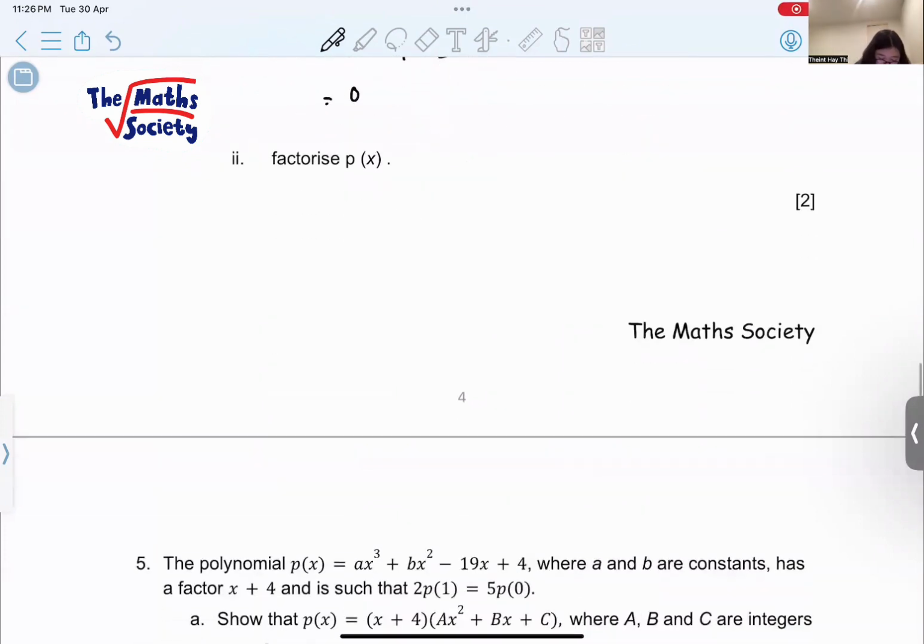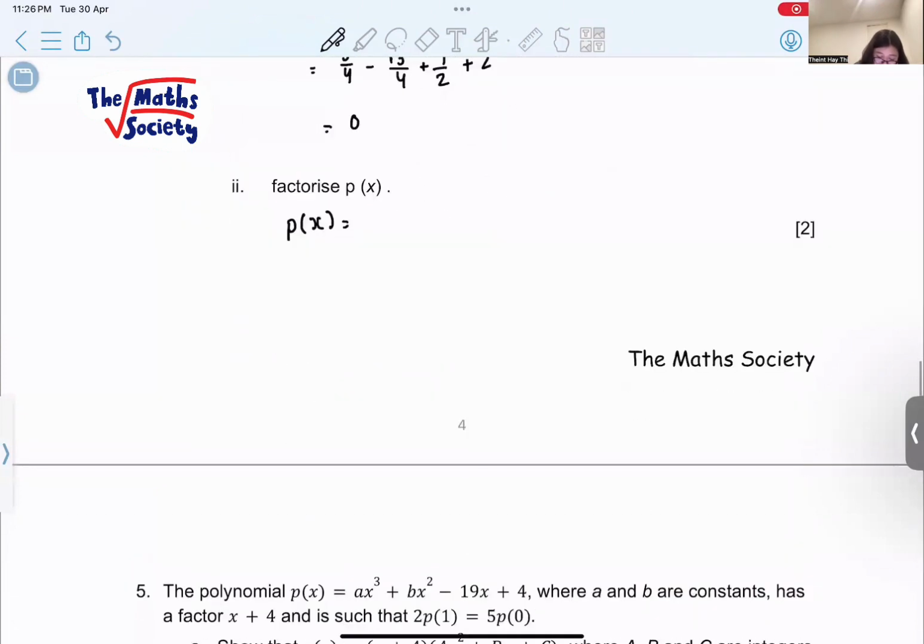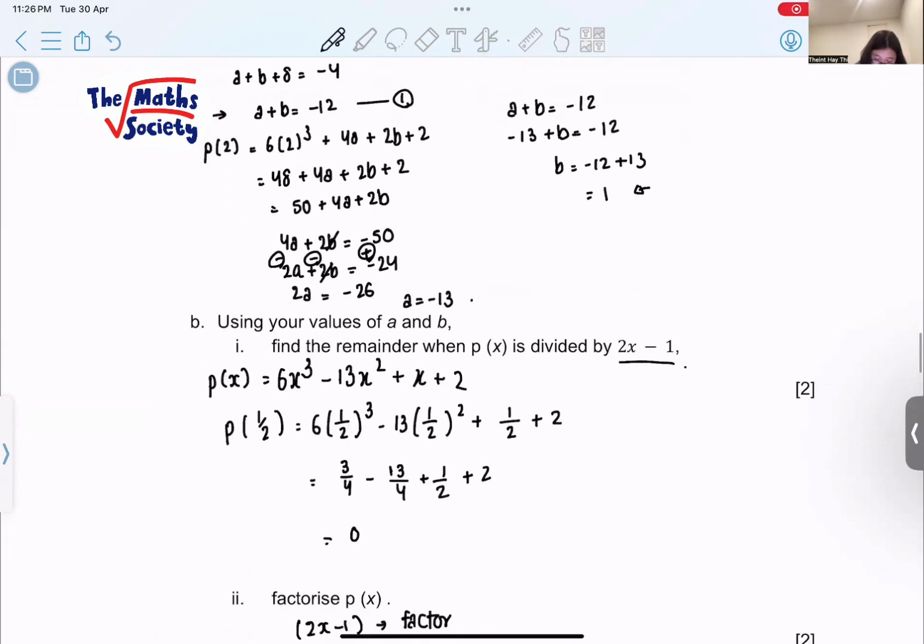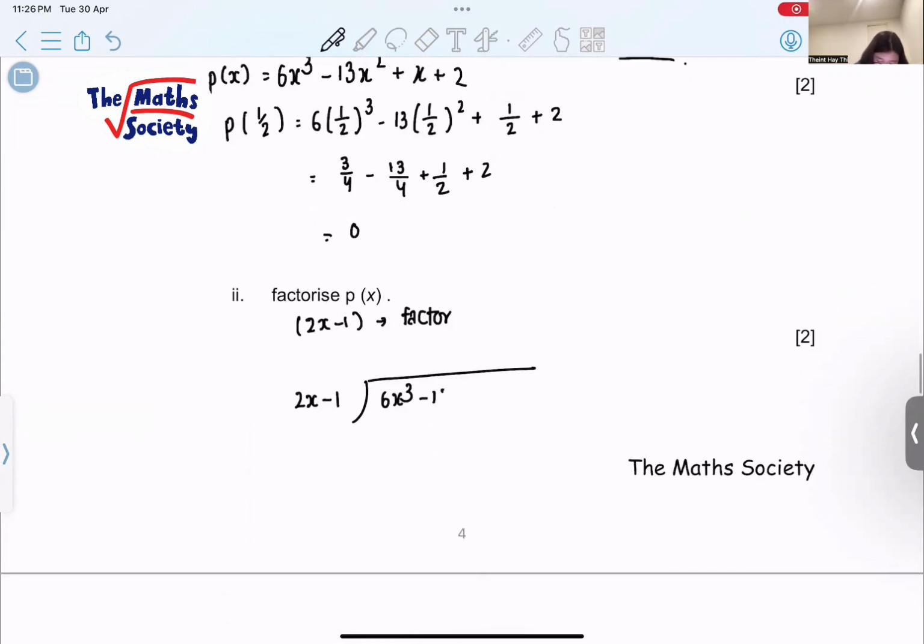And they tell us to factorize p of x. So p of x is equal to 2. We know that 2x minus 1 is a factor already, yeah? So 2x minus 1 is a factor. So we need to factorize it, which means we need to divide it. And then it's 6x cubed minus 13x squared plus x plus 2.